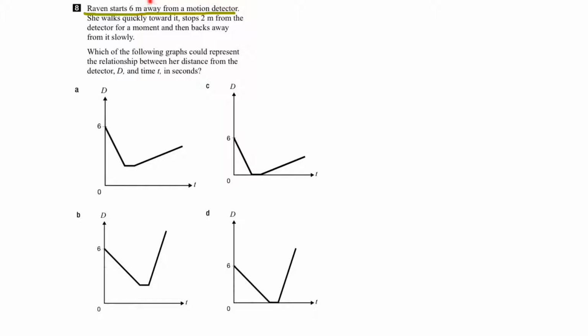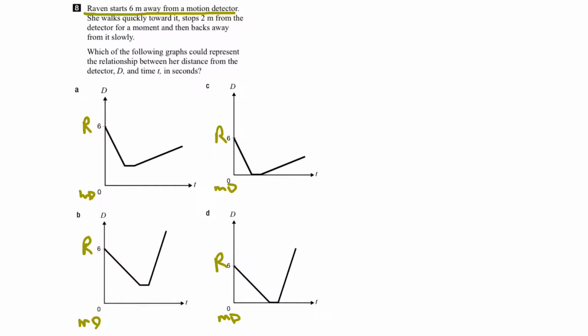So the 6 meters away tells us that we're looking at a distance, and we can see on our graphs that distance is the vertical axis in each case. So Raven would be here in this case, would be here in this case, etc. It looks like all of the graphs are true so far. And the motion detector would be here, here, here, and here.